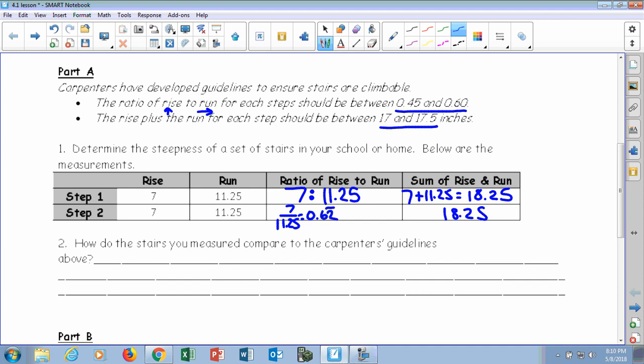So it says, how do the stairs you measure compare to the carpenter's guide above? Well, in terms of the ratio of rise to run, the ratio is slightly bigger.